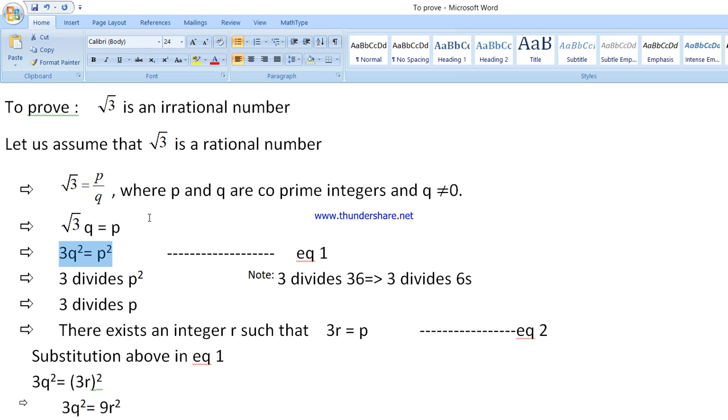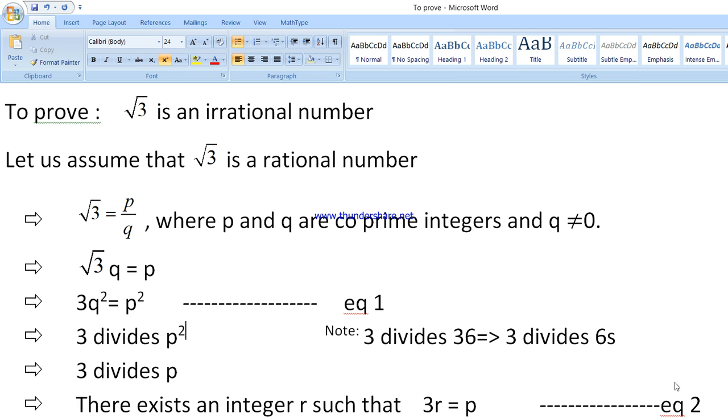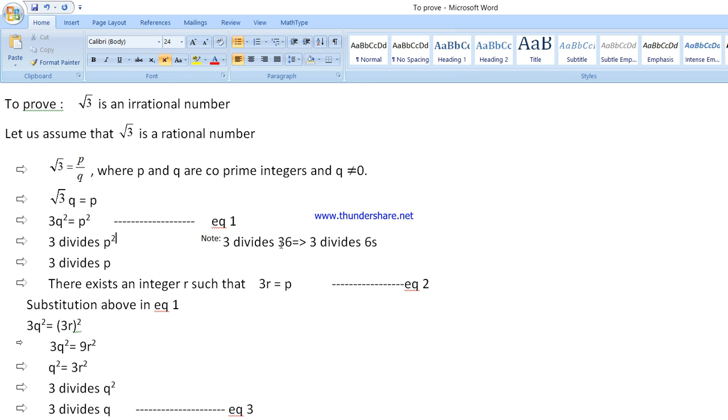Now, if 3q square is equal to p square, then this means that 3 will divide p square. If 3 divides p square, this implies that 3 divides p. Now this step is important. Why does this happen? I'll explain it to you with the help of an example.